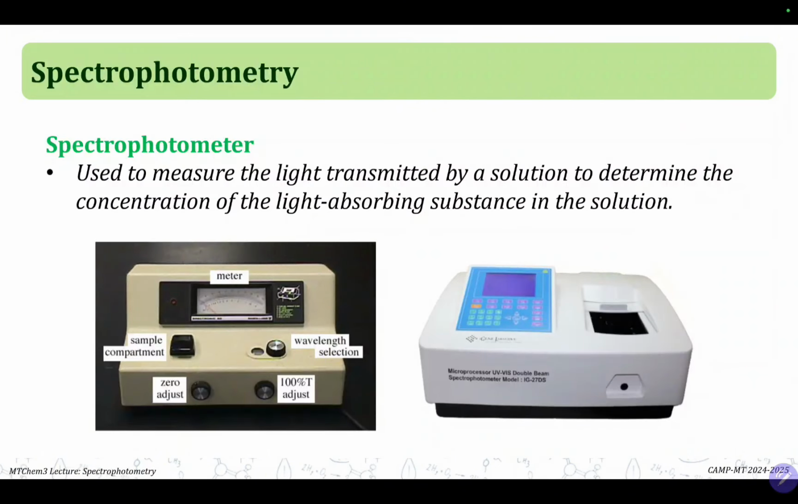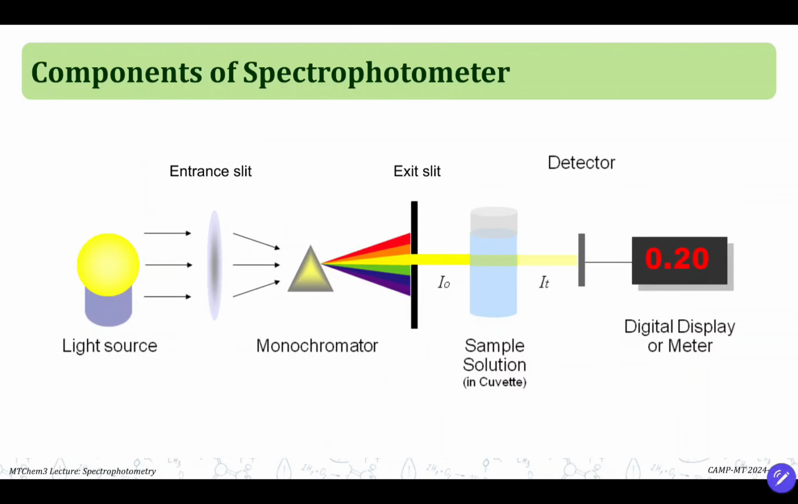Let's go over now the different components of your spectrophotometer. Again, your spectrophotometer is the machine that is used to measure the light transmitted by a solution to determine the concentration of a light-absorbing substance in the solution. You have your different components: your light source, entrance slit, monochromator, exit slit, your sample solution that is present in your cuvette, your photodetector, and lastly, your digital display or output.